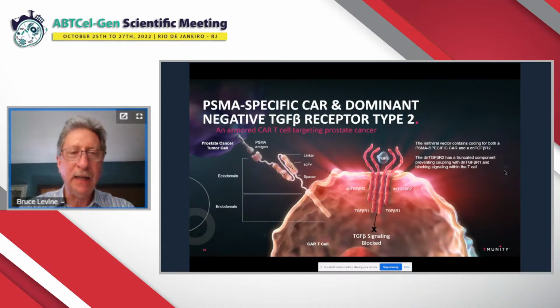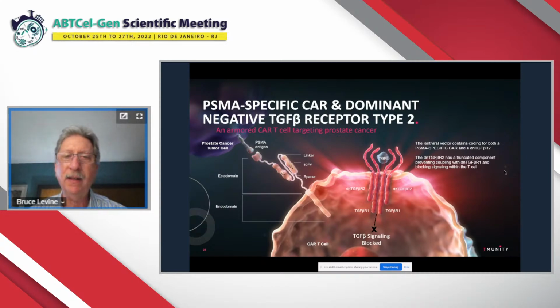Now, prostate cancer evades the immune system by prostate cancer cells secreting high levels of TGF-beta. What does TGF-beta do in the tumor microenvironment? Well, it suppresses T cells. Now, one strategy to get around that is to include in the CAR construct a dominant negative TGF-beta receptor that serves as a decoy, so it's unable to signal, but it can soak up TGF-beta in that microenvironment.